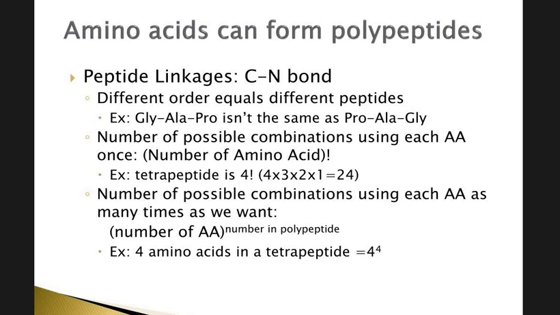Three amino acids can be joined by 2 peptide bonds to form a tripeptide. When a few amino acids are joined in this fashion, the structure is called an oligopeptide. When many amino acids are joined, the product is called a polypeptide. So in this way, amino acids can form polypeptides.